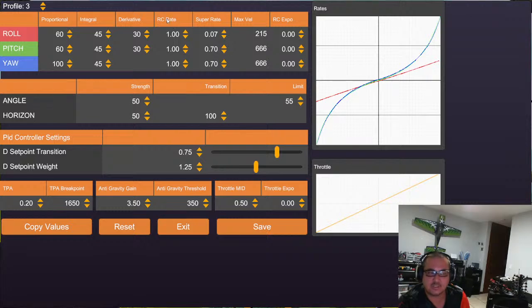So in a way, RC rate and super rate are a way of making a curve, which can be confusing to some people because Expo is also essentially the same thing, except it basically just affects the whole curve and predominantly towards the middle. So one of the problems with Expo is, as you notice here, it doesn't really change the end at all. So I'm going to go through different strategies of using rates, but this is the basics of how they work.